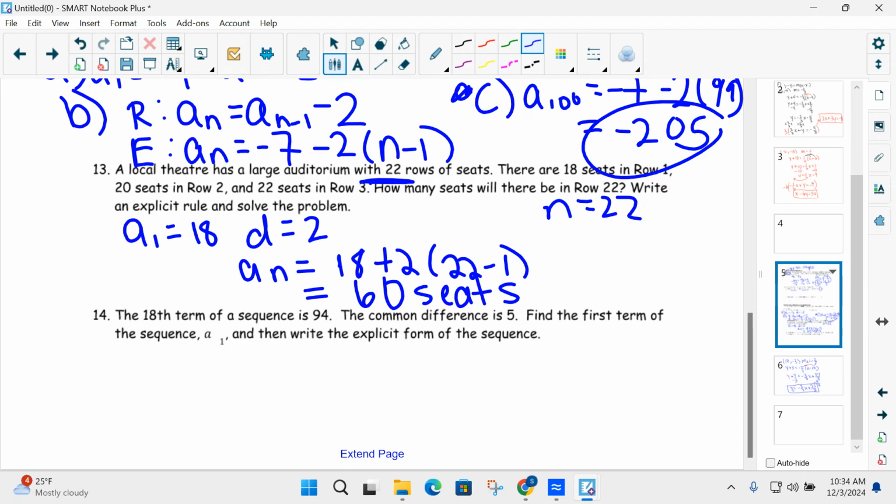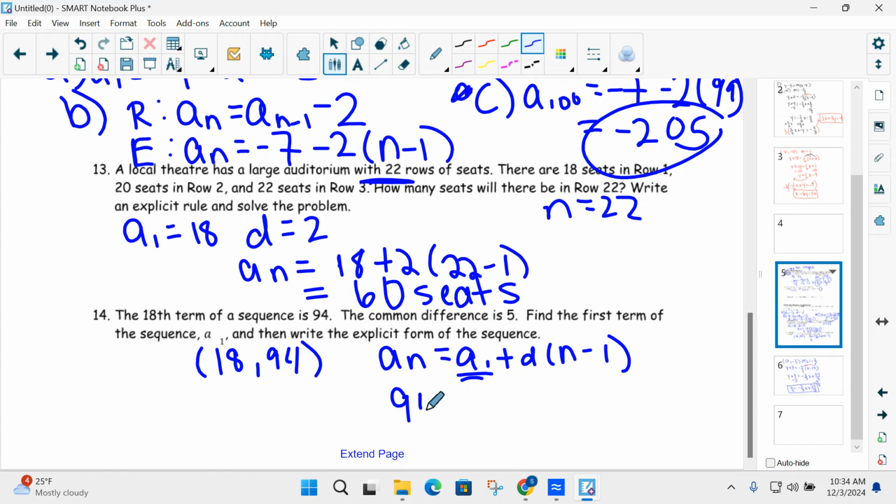Okay, number 14, there's definitely going to be one like this on your quiz. It says the 18th term of a sequence is 94. Remember, you can make that a coordinate, (18, 94). The common difference is 5. Find the first term of the sequence. So remember, you would take your a sub n equals a sub 1 plus d times n minus 1 and plug in your information and solve for a sub 1, because you don't know that yet. So a sub n is 94. Remember, this goes (n, a sub n), like your x and your y, your input and your output. So our output is 94.